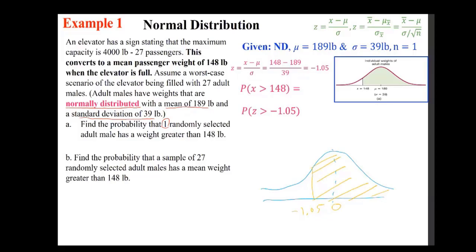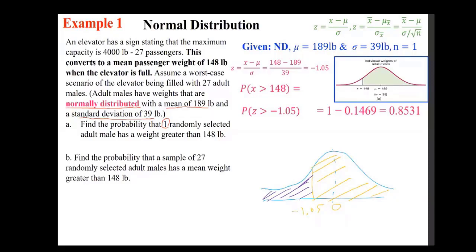Whether you do it with the z or x is fine, but the z makes more sense as far as the graph is concerned. I'm going to assume everybody can read from the table, or use the technology to come up with the answer. Either way makes no difference. You can use the table to read this much with the negative z-score minus 1.05, and then subtract it from 1. It gives you 0.8531.